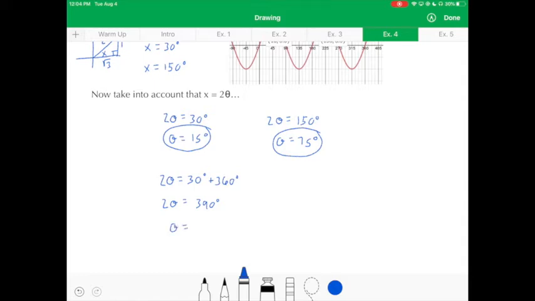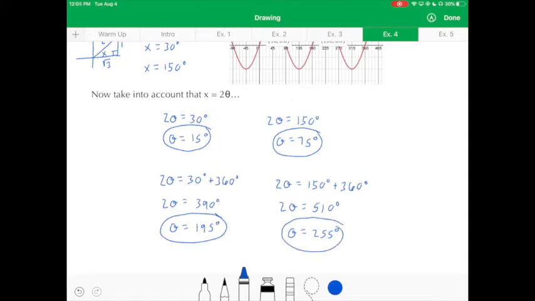Solving for theta here, I end up with 195 degrees, which is still within the interval that I'm trying to solve over, okay? And I'll do this also with the 150 degree angle. I'll add 360 to it to give me a coterminal angle of 510. Dividing by 2 takes me to 255, which is also within the interval 0 to 360 that I'm trying to solve for. Okay, so notice I end up with 4 solutions to this equation over the interval 0 to 360.